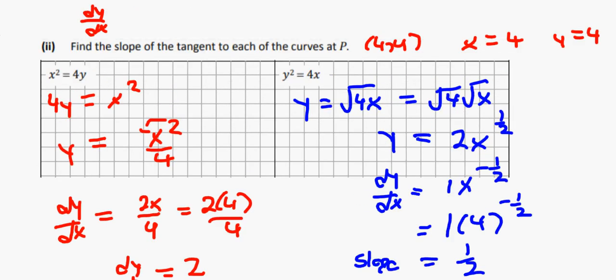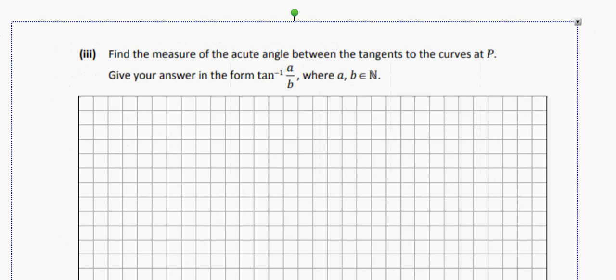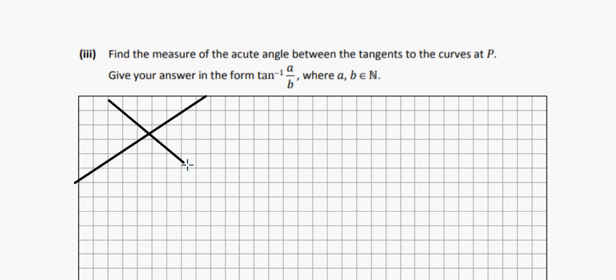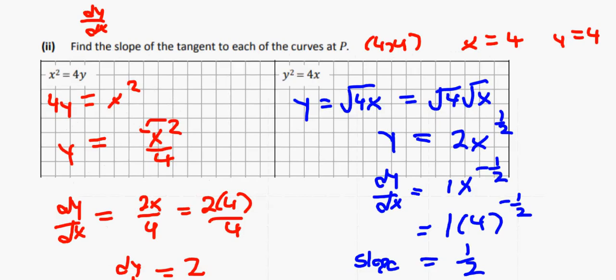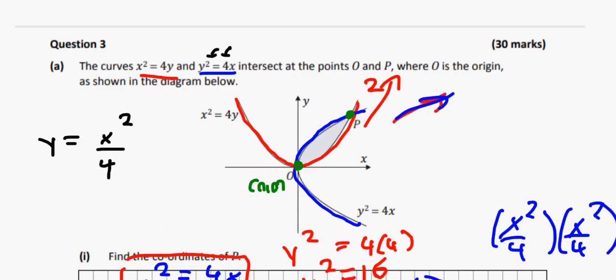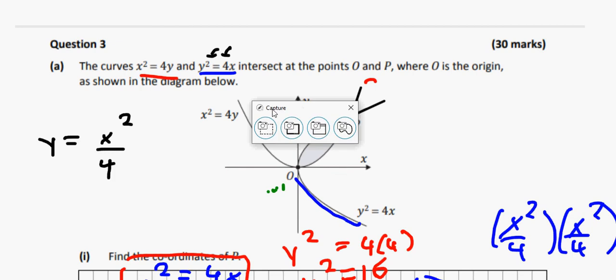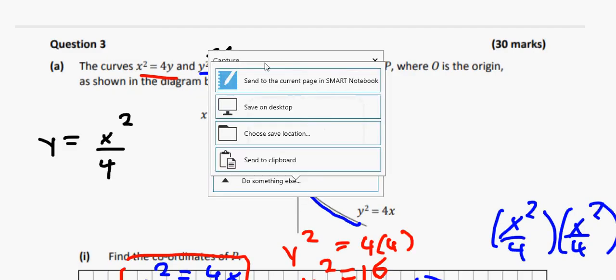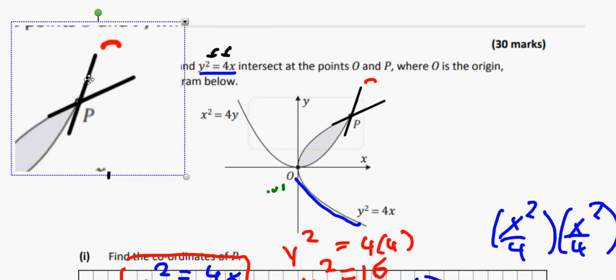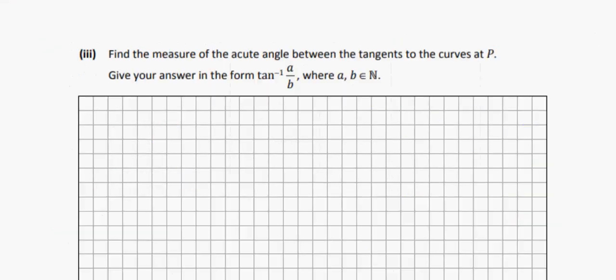Okay. Part 3. Find the measure of the acute angle between the tangents to the curve at P. So this is pretty much, oddly enough, like a geometry question. If I go back to the original diagram, what it's looking for is this here. It wants those two slopes right there. Okay, and that's what it's looking for, the difference between those two slopes there. Okay, and it feels like a geometry question in paper 1, if I'm being honest.